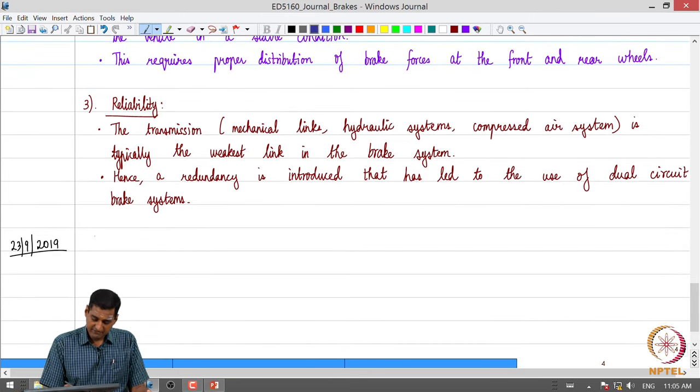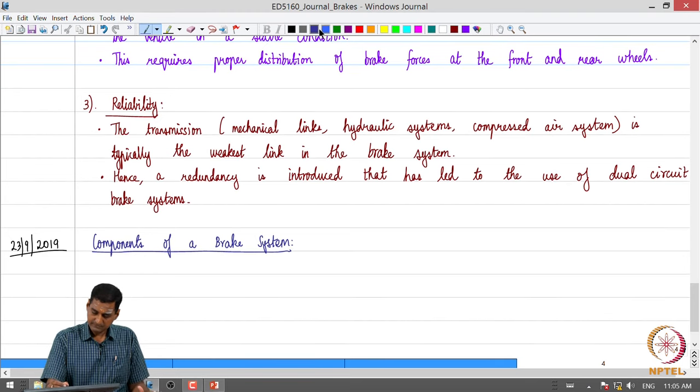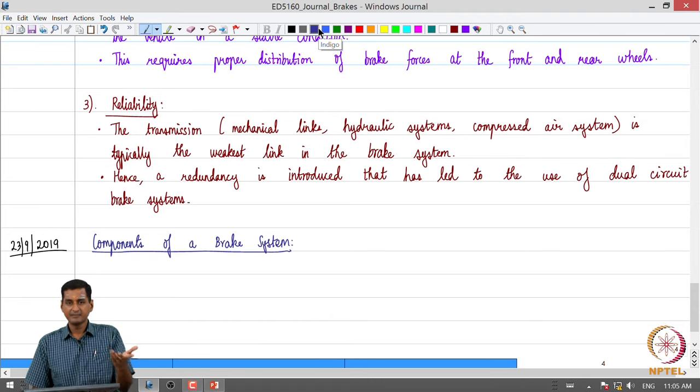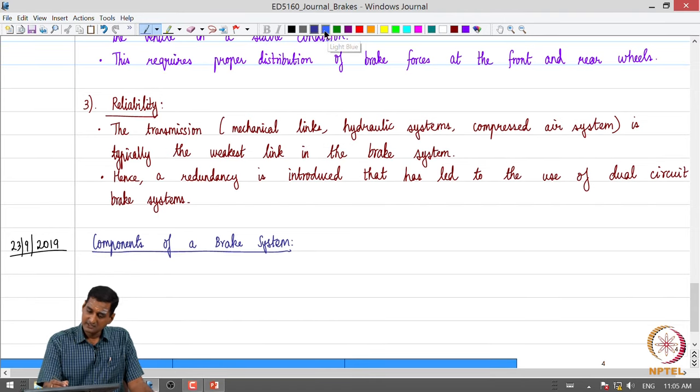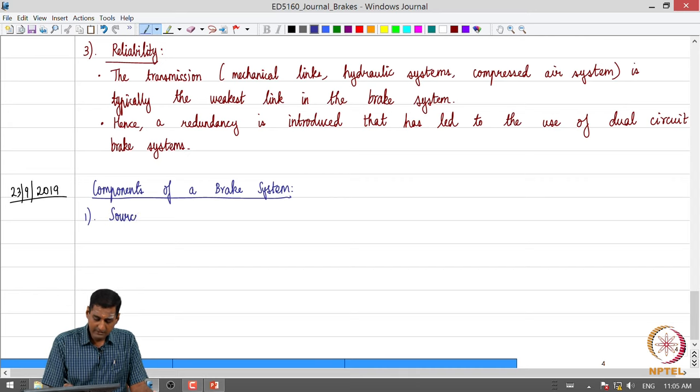So the first topic that we are going to discuss would be to identify in general what are the various components of a brake system. That is something which we will start off with. If you look at any general brake system, how can we enumerate the various components that constitute that? The first broad component is the source of energy.